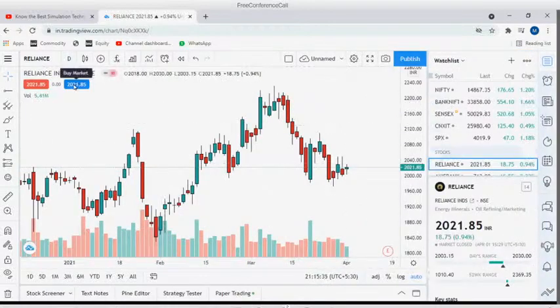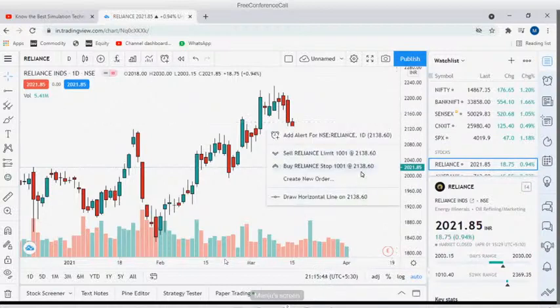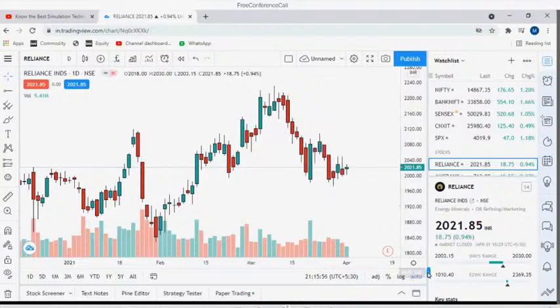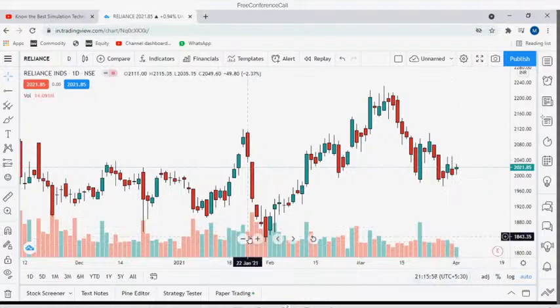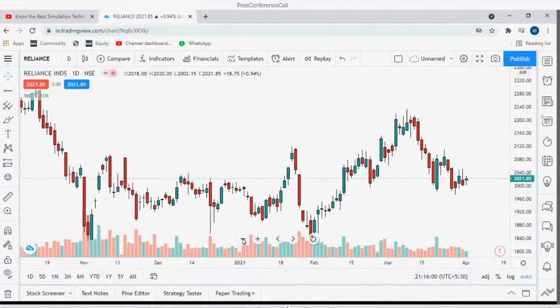sell. This is for buy and this is for sell. Even if you move your cursor to the right side, it will show you a small plus icon here. You can just click on that also, and you can place an order like this: buy Reliance or sell Reliance, like this. Okay. So far good. Any doubts? Let me know. This is all about placing the orders.